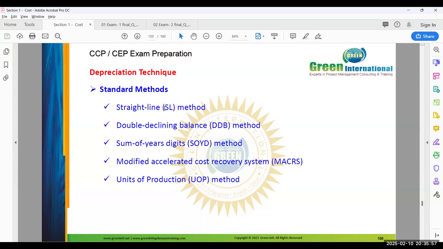So suppose the purchase value of the equipment is 1 million. Salvage value is 200,000. The equipment life is 10 years. So what will be the depreciation per year? Can you calculate?